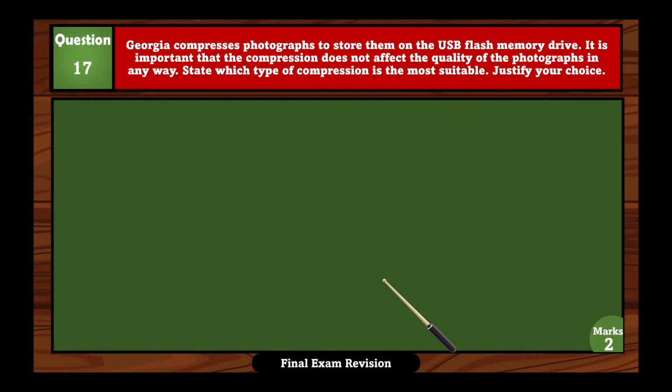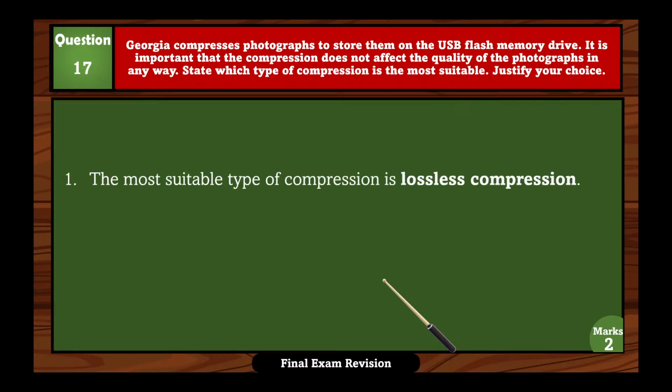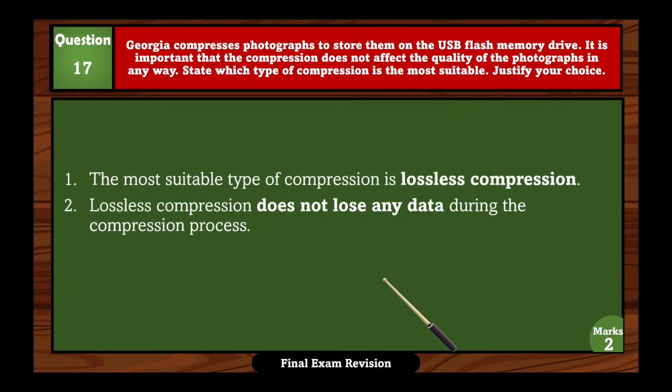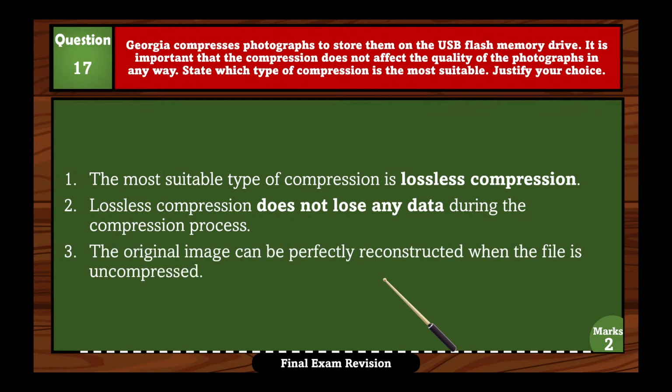Question number 17. Georgia compresses photographs to store them on the USB flash memory drive. It is important that the compression does not affect the quality of the photographs in any way. State which type of compression is most suitable and justify your answer. So now we don't want to lose the data, right? So that's why we should use lossless compression. The most suitable type of compression is lossless compression in this case. Lossless compression does not lose any data during the compression process. The original image can be perfectly reconstructed when the file is uncompressed.